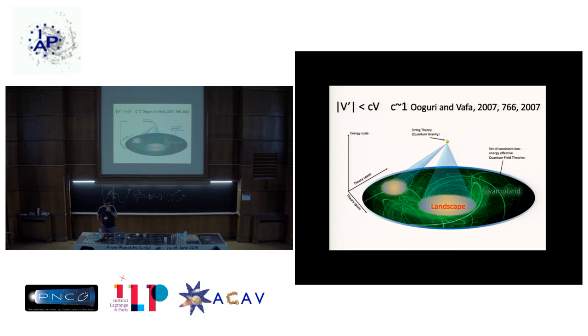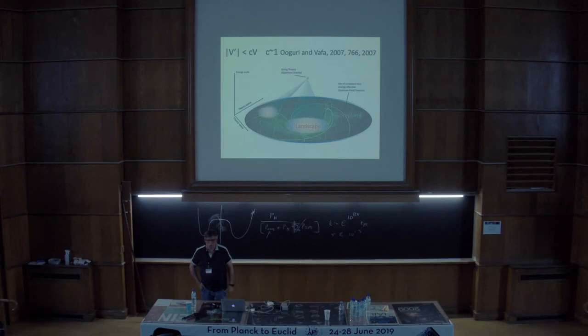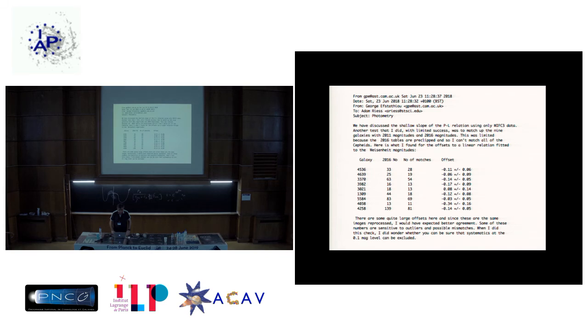Now, what about tensions? The biggest tension at the moment, everybody I think is in agreement with this, the most significant tension with the lambda CDM model is with the Hubble constant, the direct measurement of the Hubble constant. It's 4.4 sigma away. Now, I'm a great admirer of Adam Riess, I have a lot of respect for him, and I've had lots of email correspondence with him, but I'll show you one email, okay?